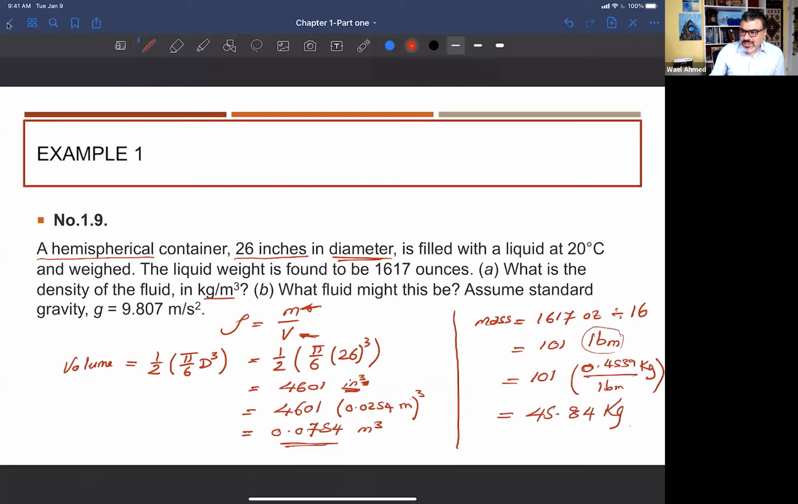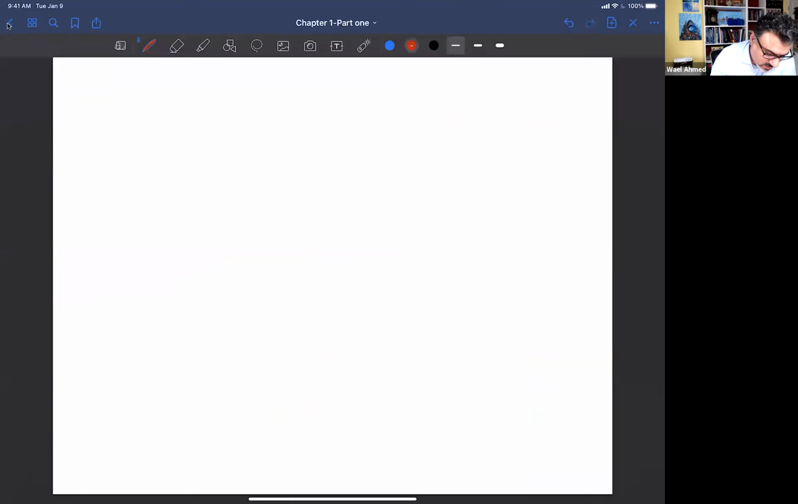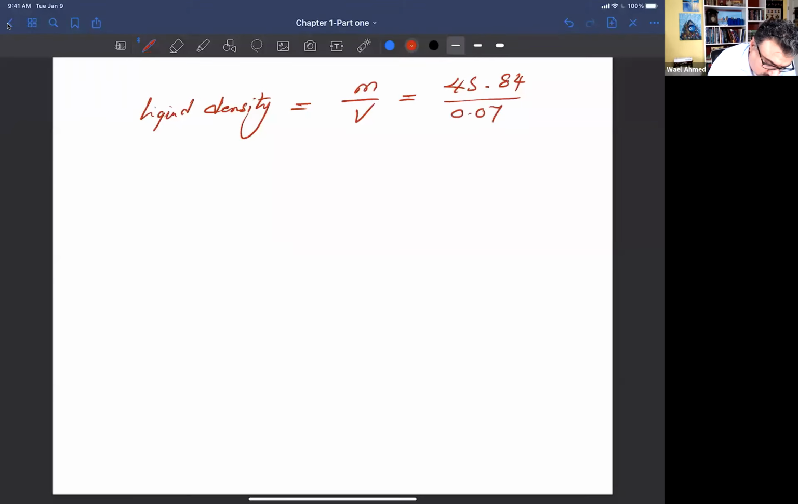Yes, I'm using a cheat sheet because I want to concentrate on the topic, not the numbers now. So anyway, you have the mass, you have the volume, so you can calculate the density, right? If I add another page here, the liquid density is equal to M over V, and this will be 45.84 over 0.0754. This will give you 607 kilogram per meter cube.